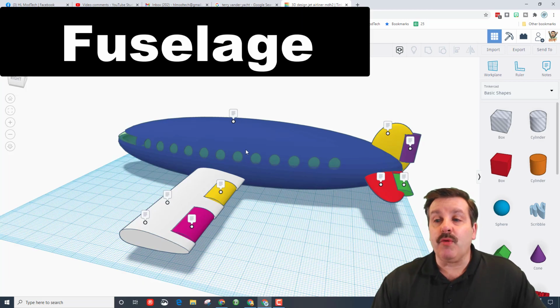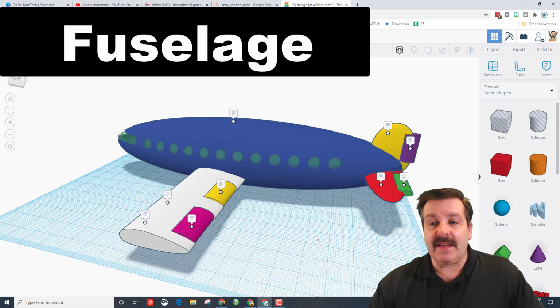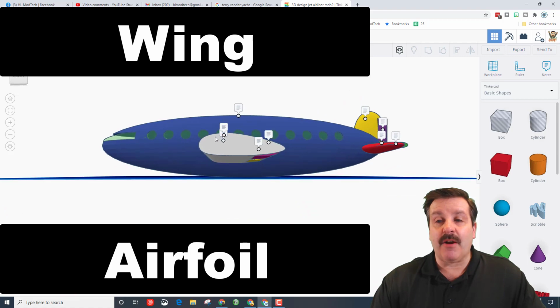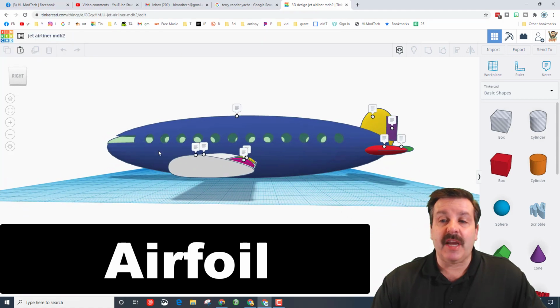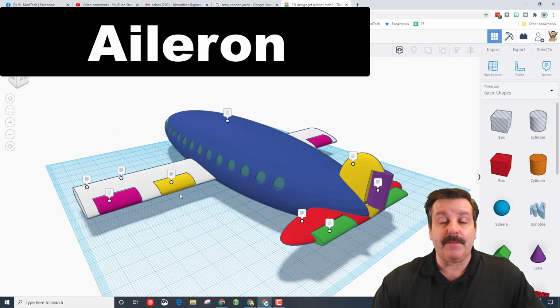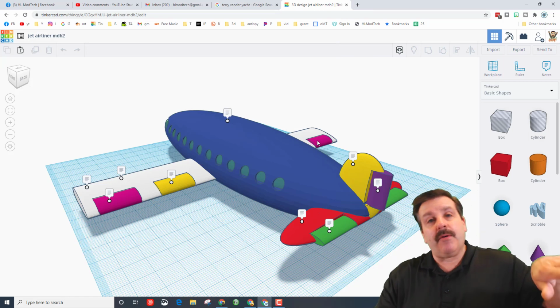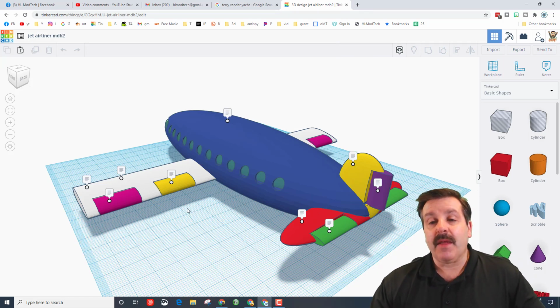The large blue one is called the fuselage. It's the entire body of the aircraft. The second one I'm going to mention is the wing. It is also known as an airfoil, and we learned the shapes of airfoils when we made it. Out here on the end, the pink ones are called ailerons. Those allow the airplane to bank.